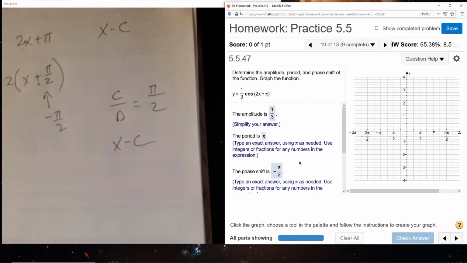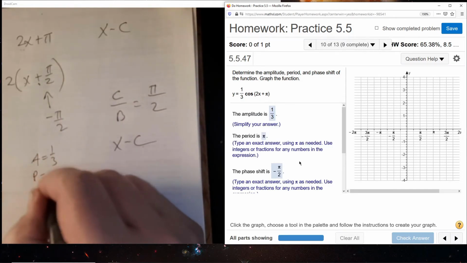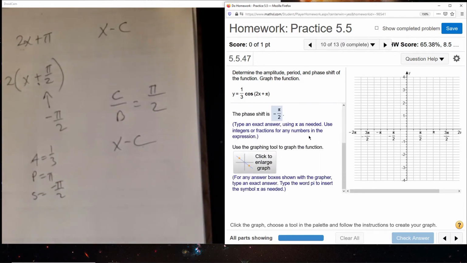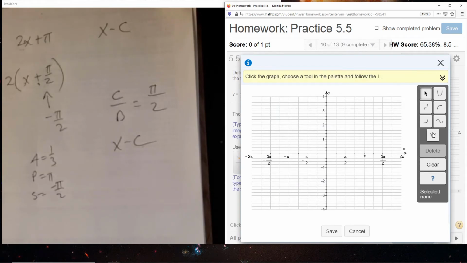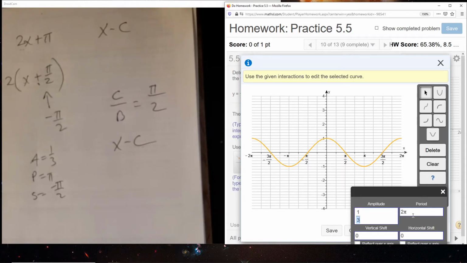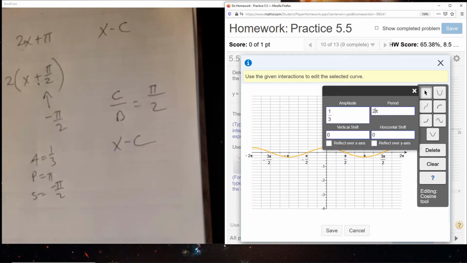And we'll graph this. So what do we got here? We got an amplitude of 1/3. Our period is pi. Our shift is minus pi over 2. So we'll graph that cosine. We have an amplitude of 1/3. Our period is pi. And the phase shift, which is the horizontal shift, is minus pi over 2.